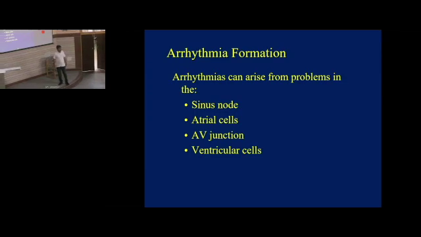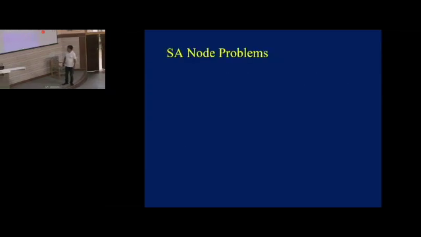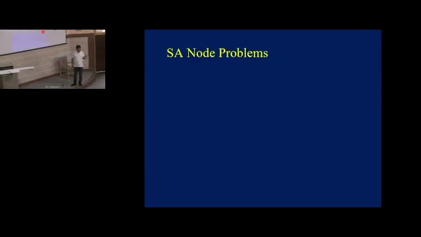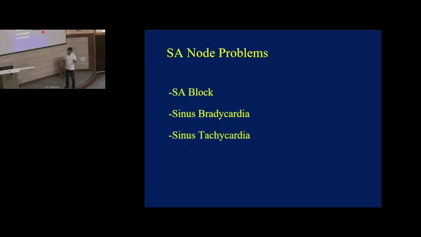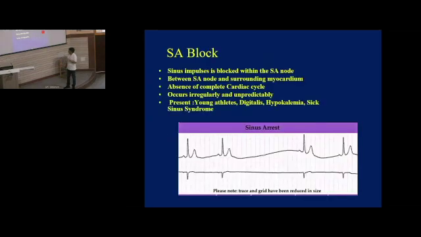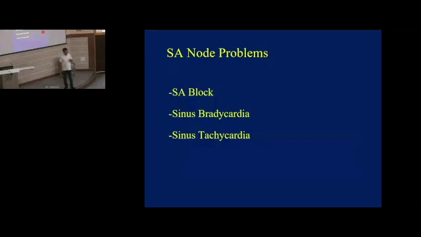Now let us go one by one. What can be the problems in the SA node? So what can be the arrhythmia problems in the SA node? There can be sinoatrial block, or there can be sinus bradycardia or sinus tachycardia, right? So let us first see what is this sinoatrial block.